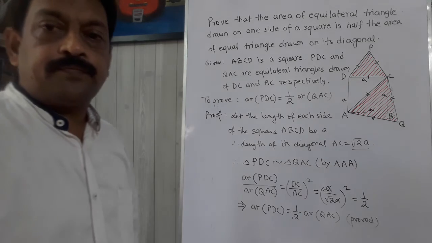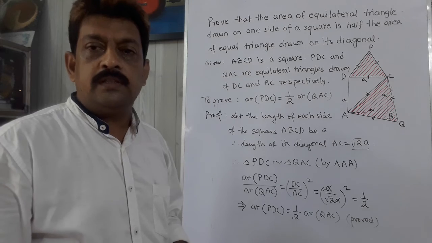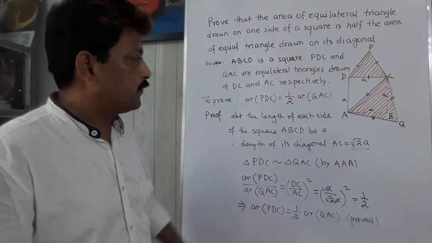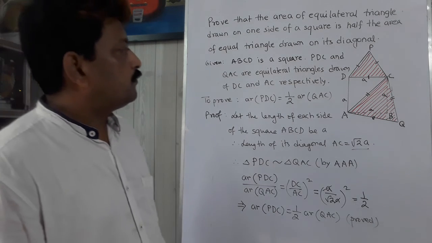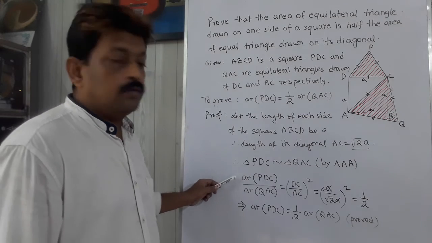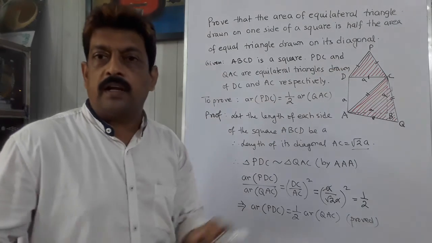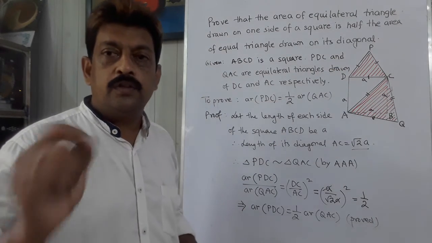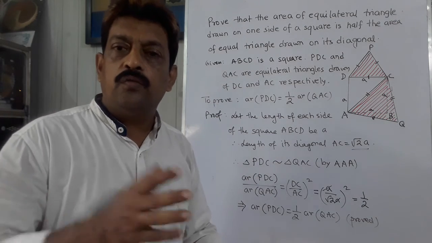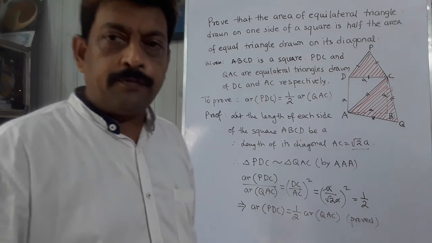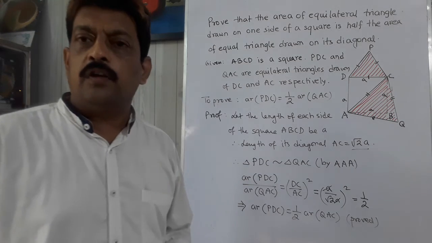This was the question. Hope this question is also very easy, and I hope you have understood the whole process. Just go through it. Before applying the theorem, you must confirm that the given triangles are similar, because this theorem is applicable to similar triangles only. If the triangles are not given as similar, then we have to prove it. We have to show that the triangles are similar. Understood?